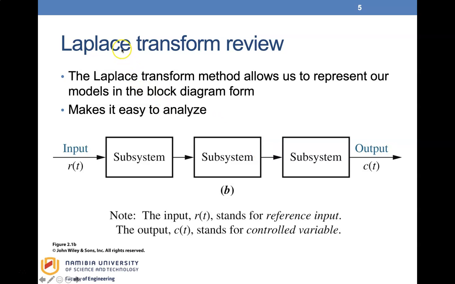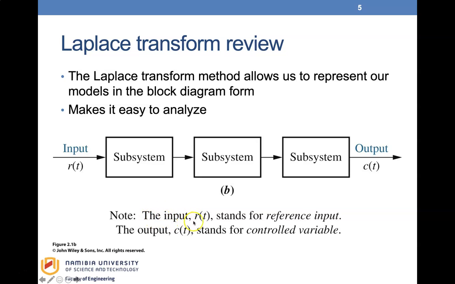Now let's look at the Laplace transform review. The Laplace transform method allows us to represent our models in the block diagram form, as you can see here. So it makes it easy to analyze. And if you have an input here, r of t, then you have subsystems, and then you have an output here, which is your c of t.